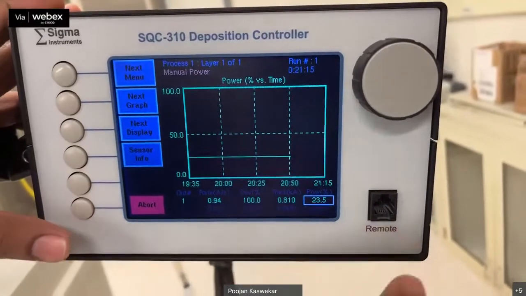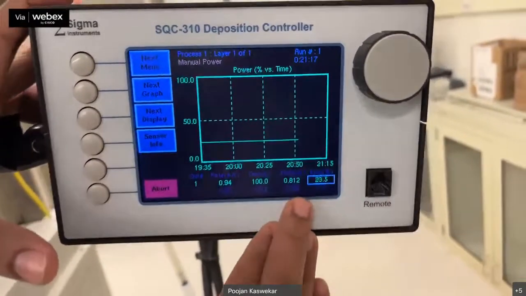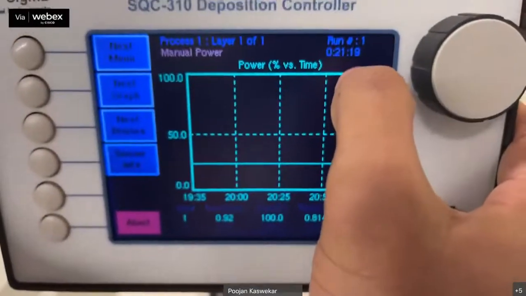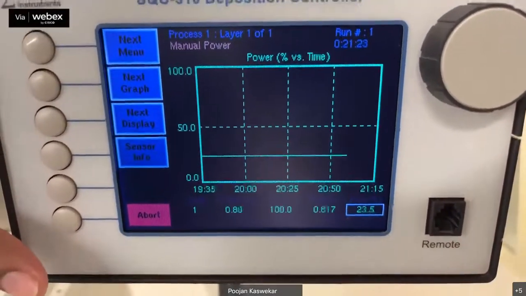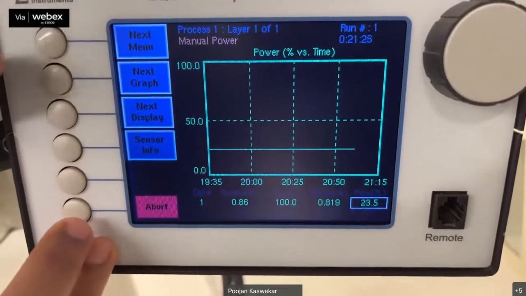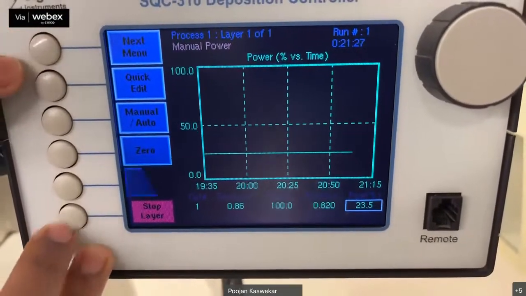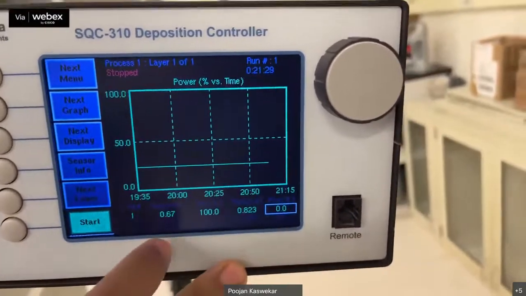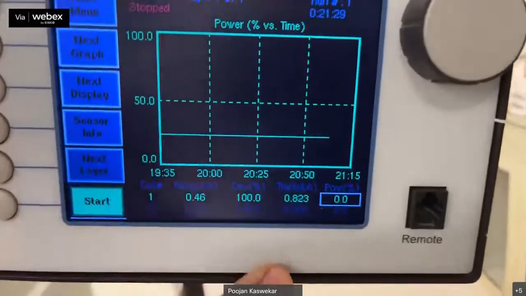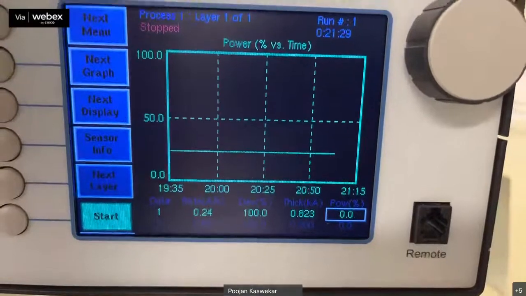So we have an 80 nanometer thickness of film now, and we deposited it in 21.19 minutes. We are good enough for our silver deposition. So we'll just stop the deposition, stop the layer, and abort. Now you can see the rate is decreasing, and we'll close the shutter here.